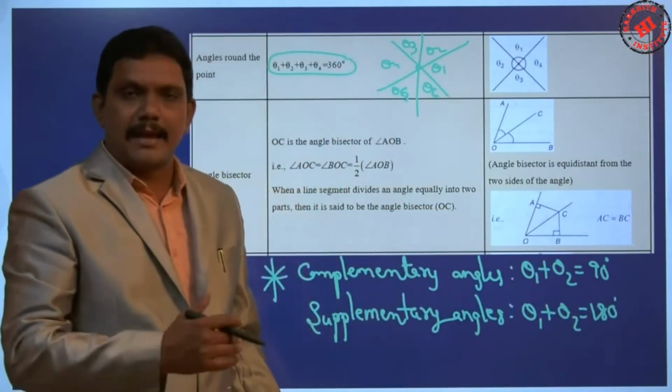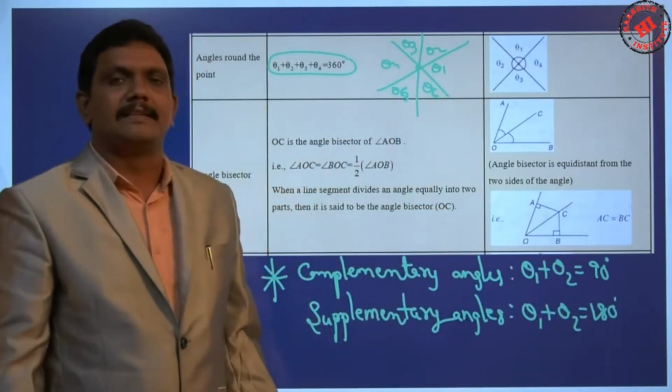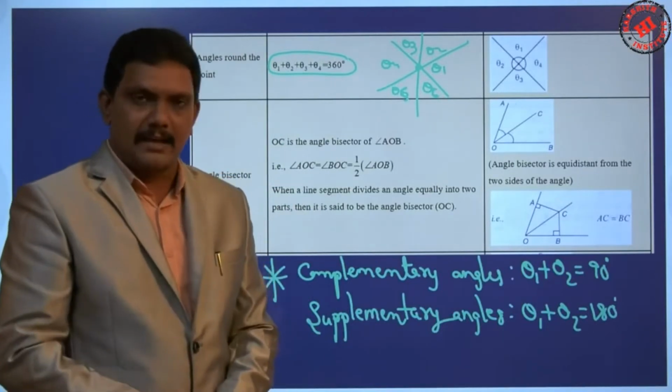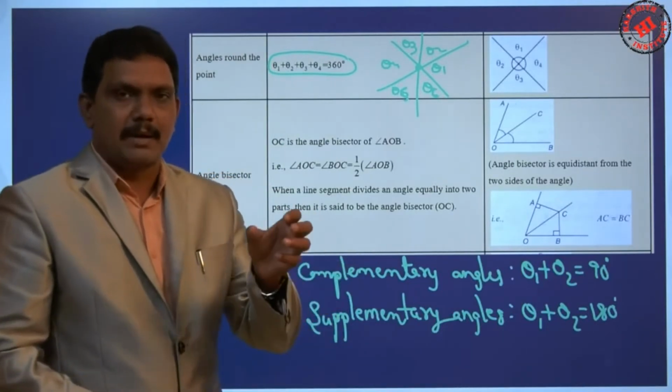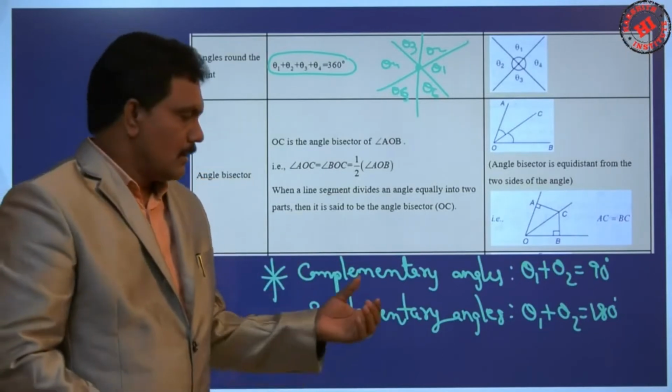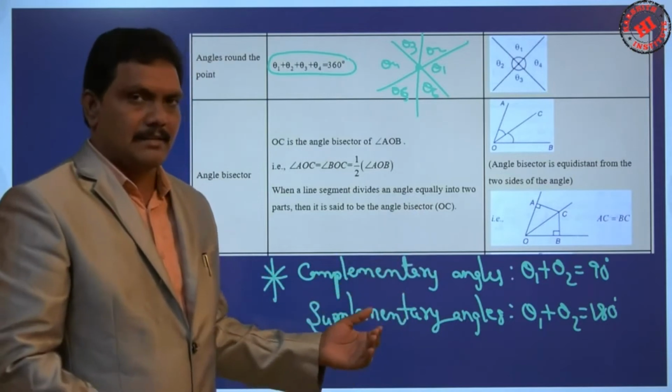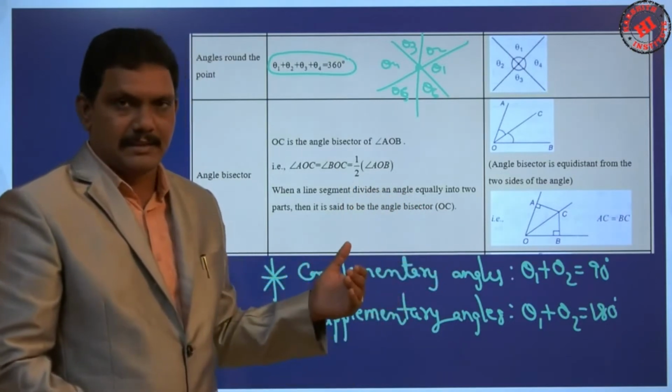If theta is the angle, its complementary angle is 90 minus theta. If theta is the angle, its supplementary angle is 180 degrees minus theta. Once again, if theta is the angle, complementary means 90 minus theta, and supplementary angle is 180 minus theta.